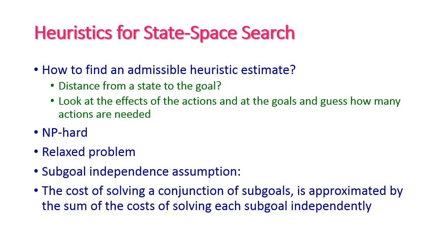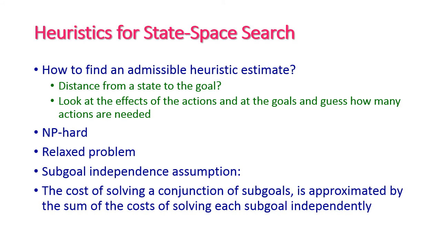Next, look at the effects of actions and at the goals and guess how many actions are needed. That is, we are not going to execute all the actions here, and we are going to pick only the selected actions which will lead to the goal state quickly. And next one is NP hard. That is, the problem is an NP hard problem. Finding a solution is very difficult.